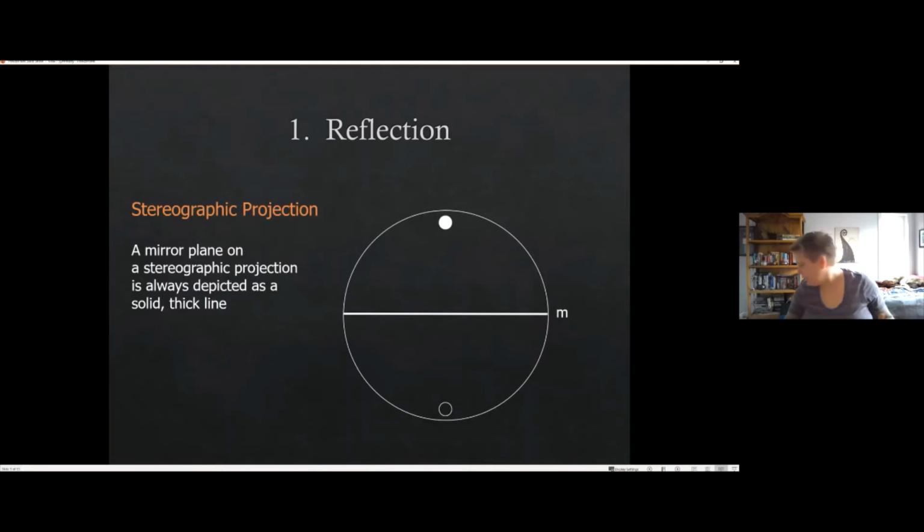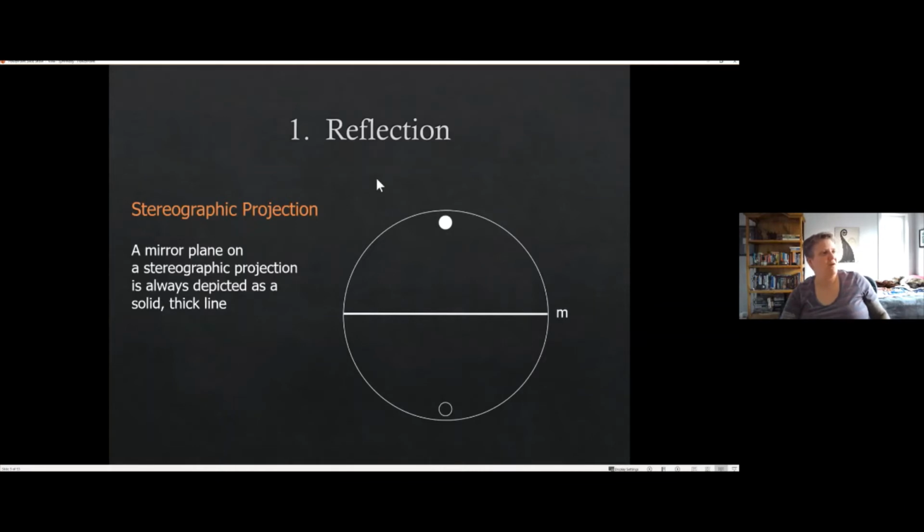How come I don't have a ball here at all? So anyway, anything that's solid is going to be on the top, on the northern hemisphere, and anything that's an open circle or open image like that is going to be on the bottom. And then this is the equator line here.